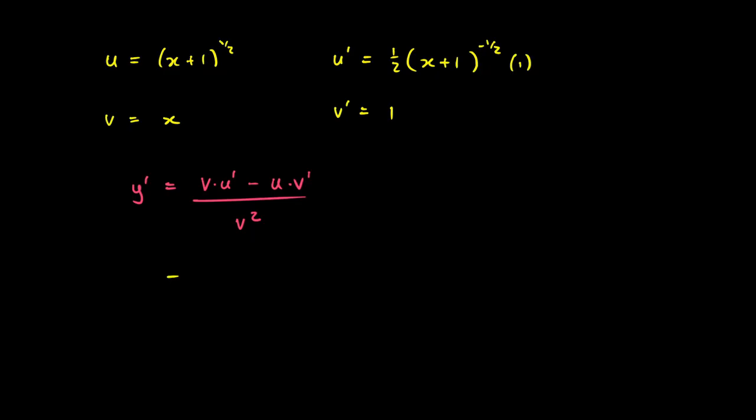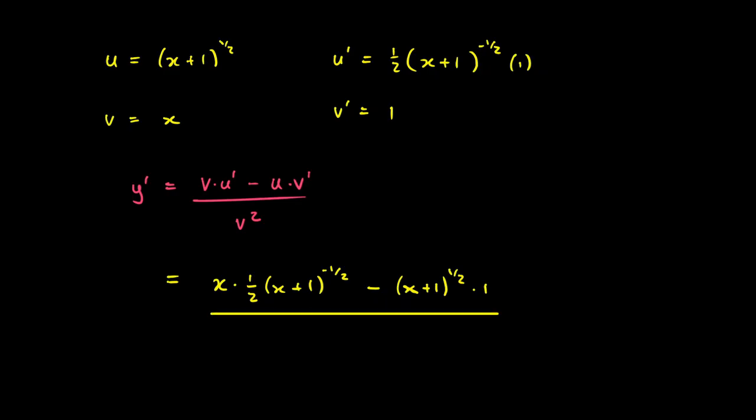So that's fairly straightforward. Now let's try to substitute everything in. So we have x times a half x plus 1 to the power of minus a half, minus u, which is x plus 1 to the power of a half, times dv, which is 1. And that's all over v squared, so it's all over x squared.